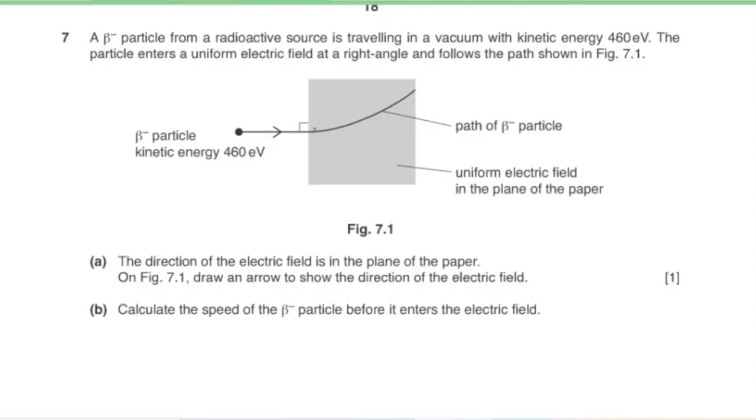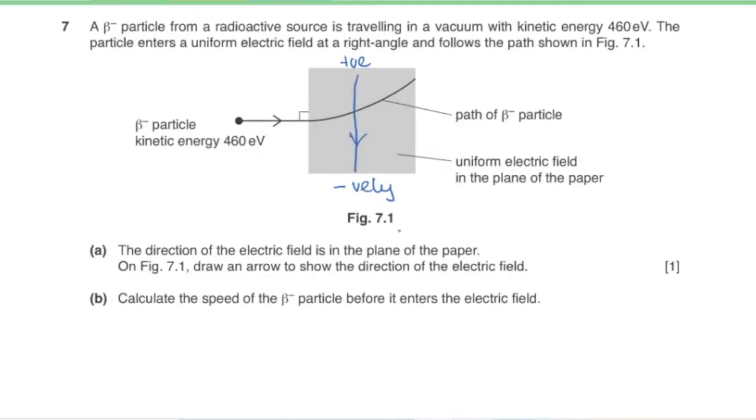So the beta minus particle is deviating upwards, which means this negative particle is being attracted to this side of the square, which means that this side is positively charged while this side of the region is negatively charged. Electric field lines start from the positively charged side and end at the negatively charged side. So we will have a vertically downwards electric field. It's supposed to be a straight line.